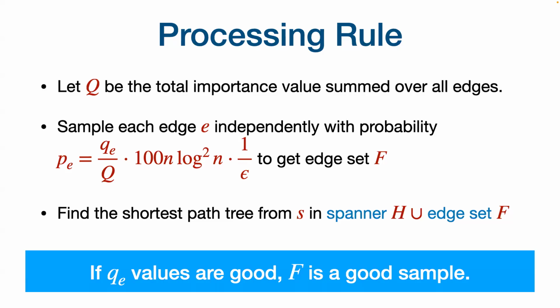Okay. So this is the main step where we're trying to retain information based on these importance values. We had the baseline approximate spanner, and we got a lot of edges here. I'm calling it F. Just find a shortest path tree from your source inside H union F. And then you just keep the tree. So what will happen if your QE values were good? F is a good sample and your tree will be good. That's what I want you to remember.